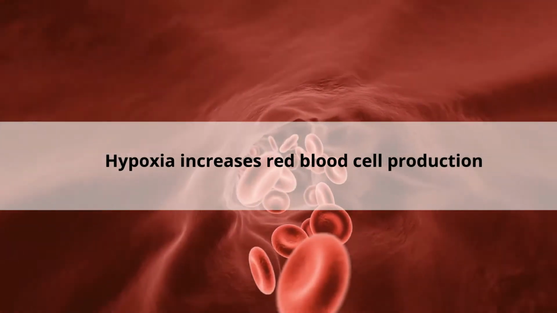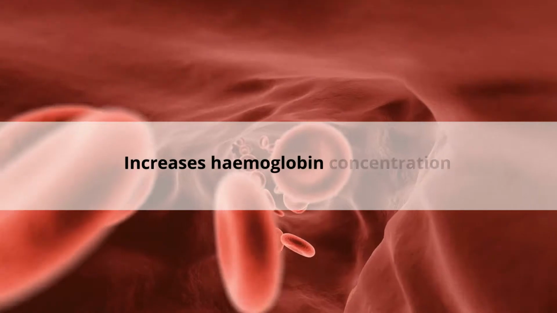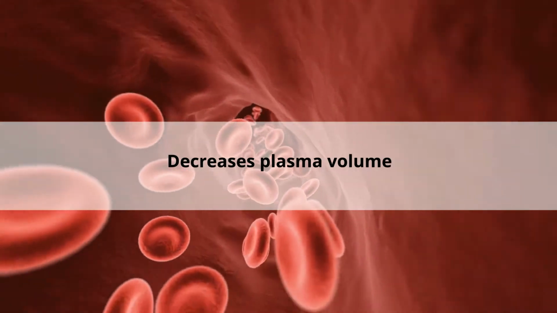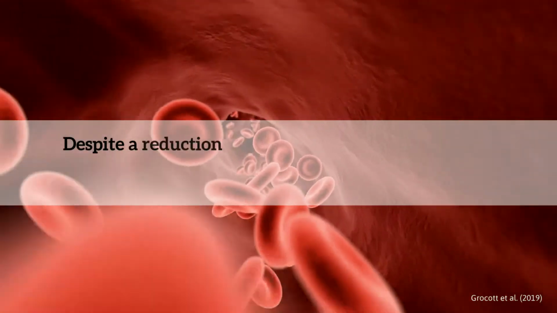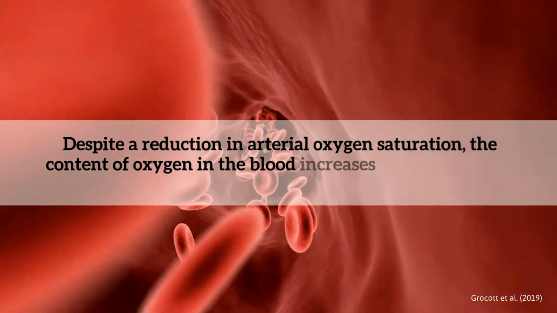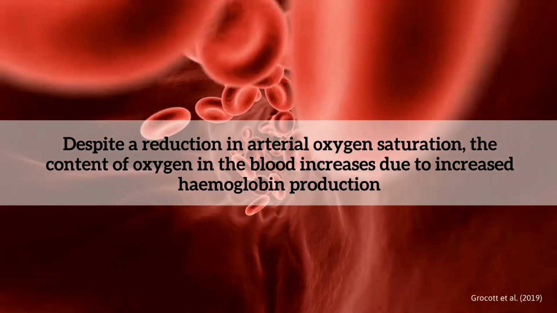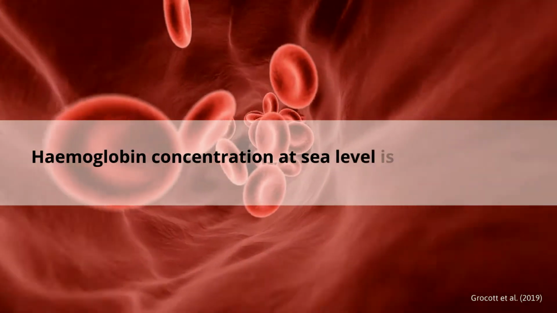Hypoxia also stimulates red blood cell production, which increases hemoglobin concentration and decreases plasma volume. So despite a reduction in arterial oxygen saturation, the content of oxygen in blood increases due to increased hemoglobin production.